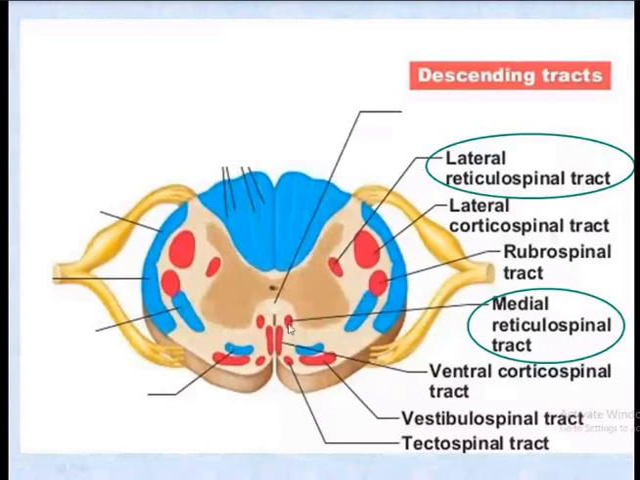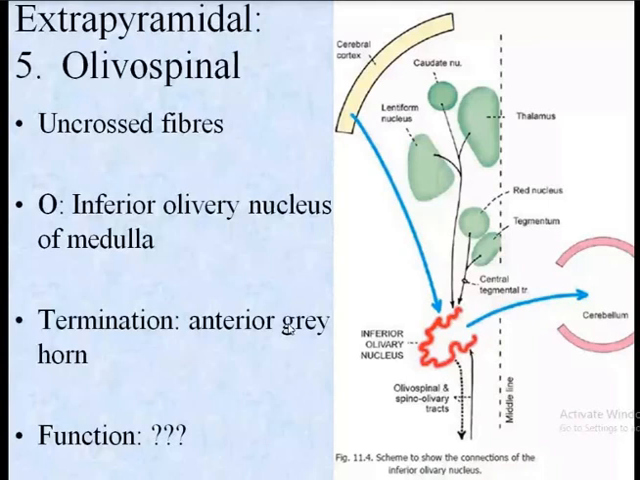Then another extrapyramidal tract is the olivospinal tract. It is supposed to begin from the inferior olivary nucleus of the medulla oblongata. These fibers are considered uncrossed and terminate in the anterior gray horn of the spinal cord. Termination for all the descending tracts is the same. Its function is supposed to be a role in reflex proprioceptive movements.